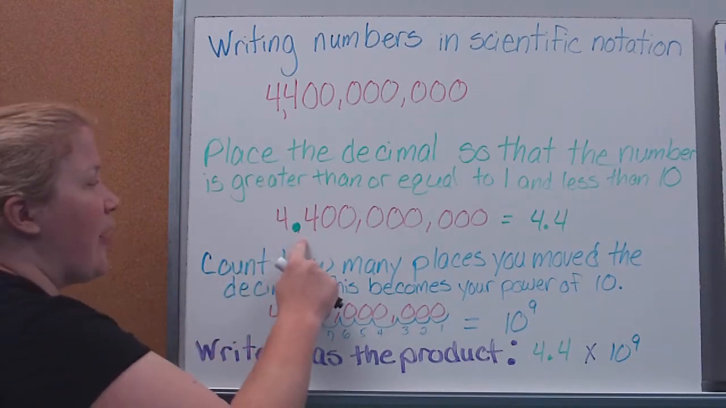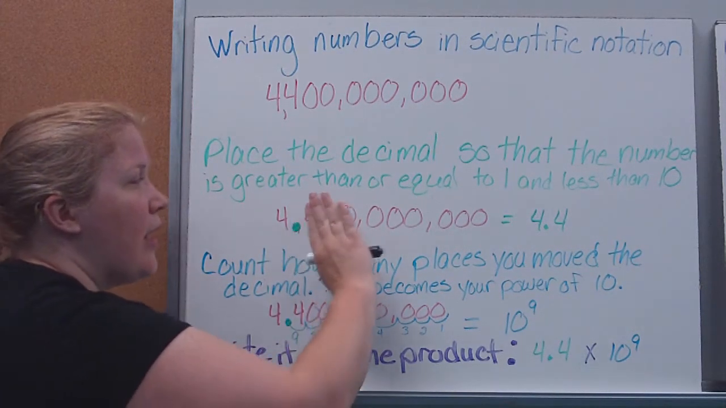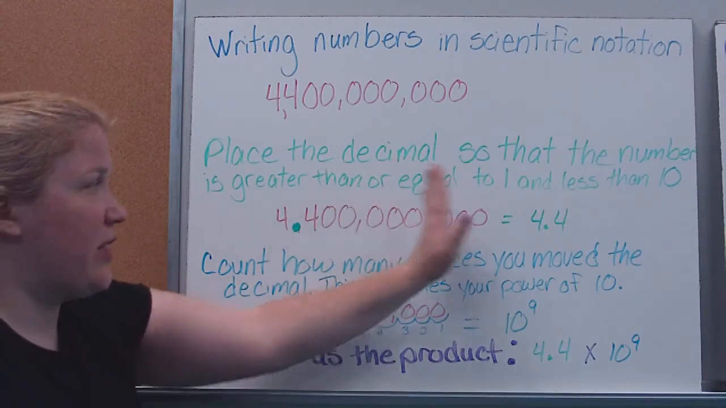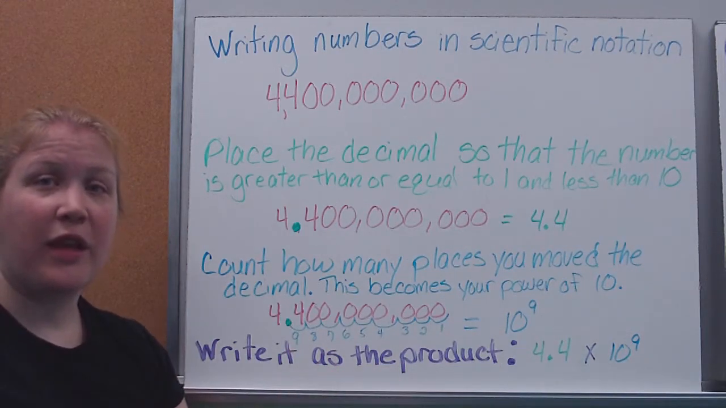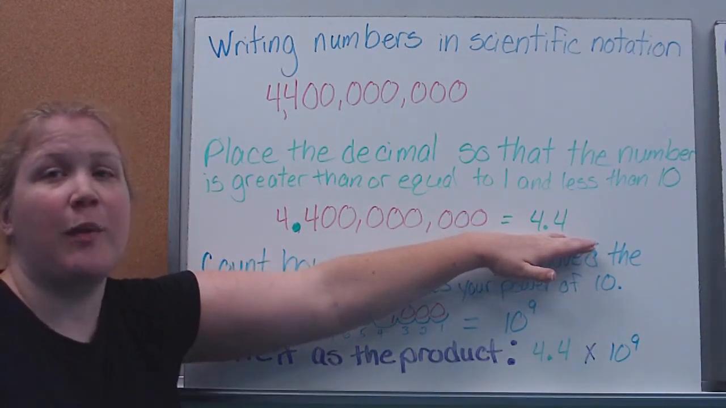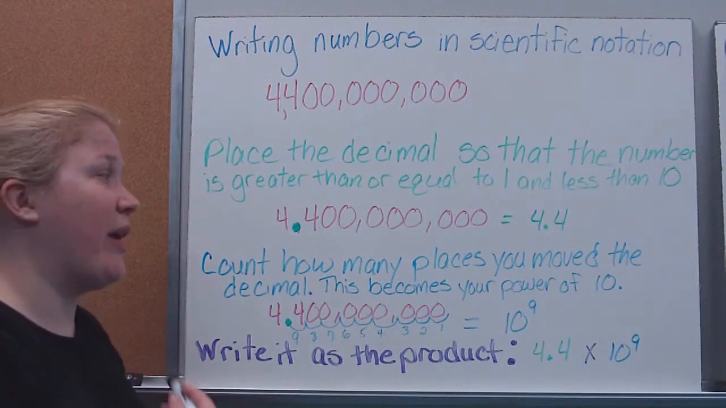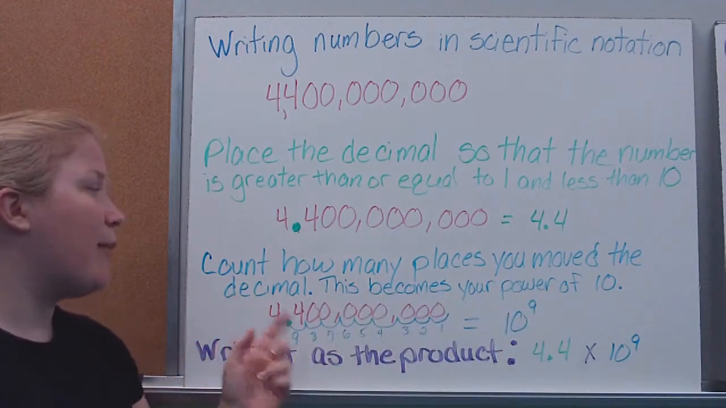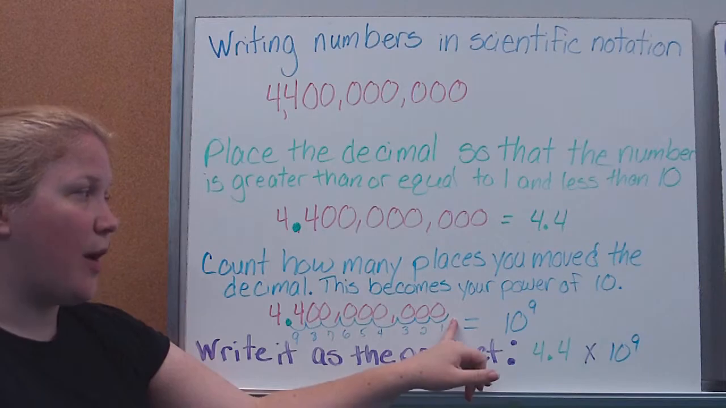Well, what I notice is if I put it right here, and I've already drawn it in there, I get 4.4. Remember with a decimal, all these extra zeros, they're not necessary. So 4.4, greater than 1, less than 10. So that falls into the parameter. My first number is going to be 4.4. Then what we want to do is count how many places I moved the decimal. So remember, if you can't see the decimal, it's at the end of the number.